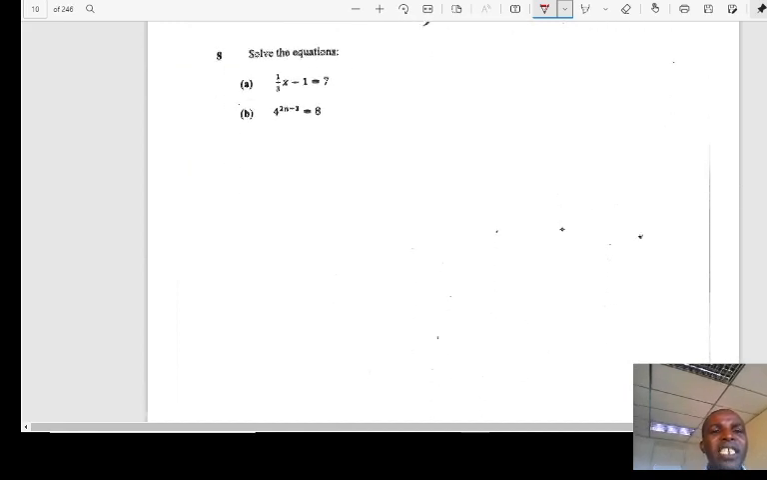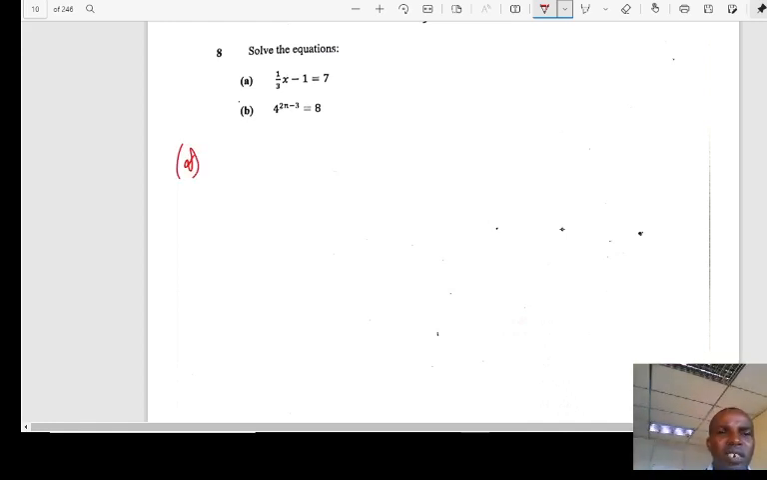Right, then number 8, solve the equations. 1 over 3x minus 1 is equal to 7. These are equations involving fractions. The easiest way is to find the common denominator, the lowest common multiple of the denominators, then multiply everything by it. In this case the denominator is 3, so multiply everything by what?